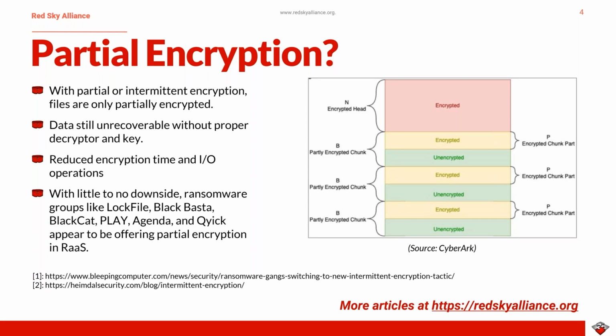Perhaps the worst aspect of all when it comes to partial encryption in ransomware is that there is very little downside to using it. Files are still rendered useless. The operation takes place much more quickly, with the added bonus of potentially avoiding some methods of automatic detection. Partial encryption techniques have now been adopted by groups like Lockfile, Blackbasta, Black Cat, Play, Agenda, and Quick in order to attract affiliates into their ransomware as a service operations.